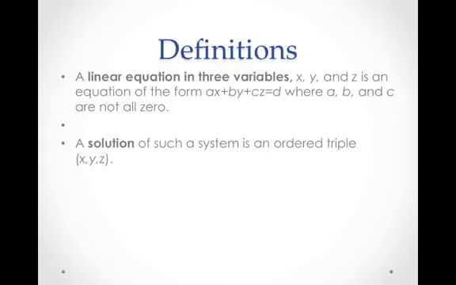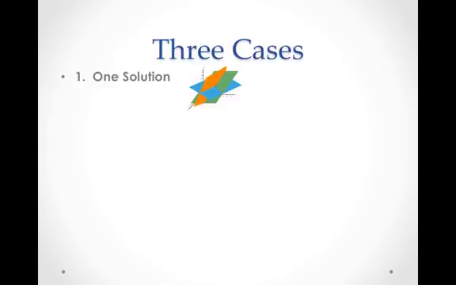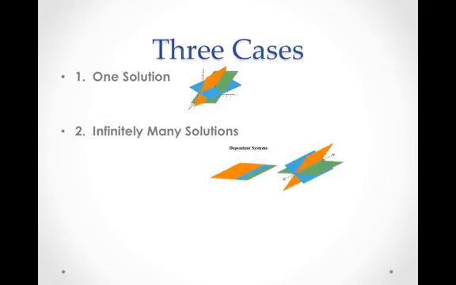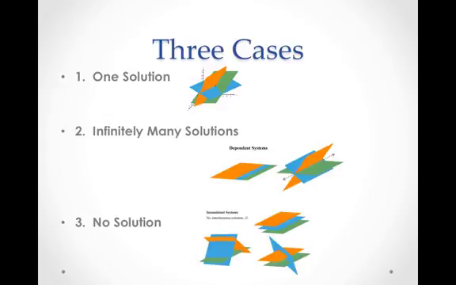A linear equation in three variables, x, y, and z, can be written as ax plus by plus cz equals d, where a, b, and c are not all 0, because that wouldn't be very interesting at all. A solution of such a system is the ordered triple x, y, z. Okay, there's three cases. There's the one solution case where all three cross in a single point. There's infinitely many solutions. And there is the case where you have no solution.